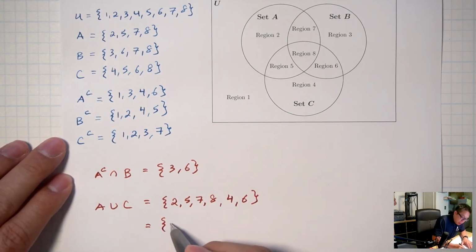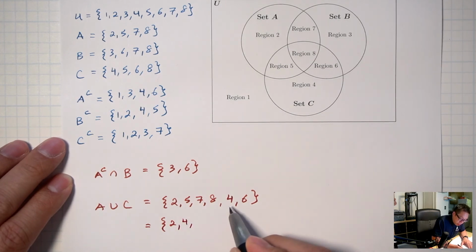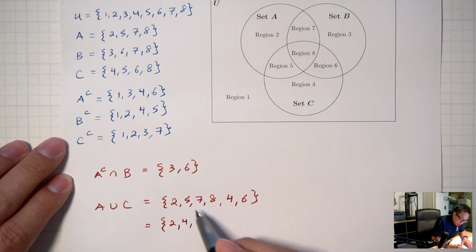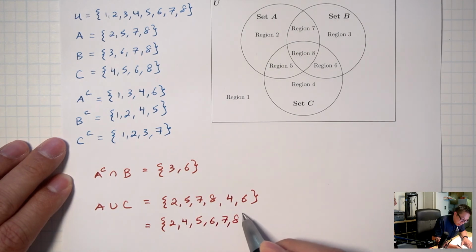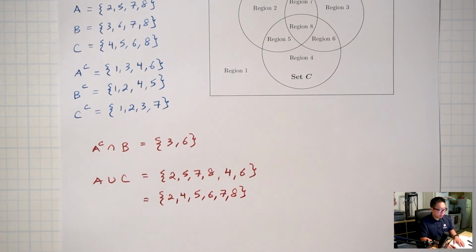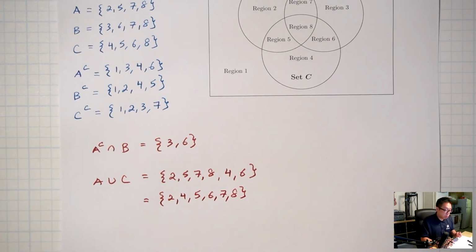So in order, this would be 2, 4, 5, 6, 7, 8. Okay. Now we're ready for the final answer.